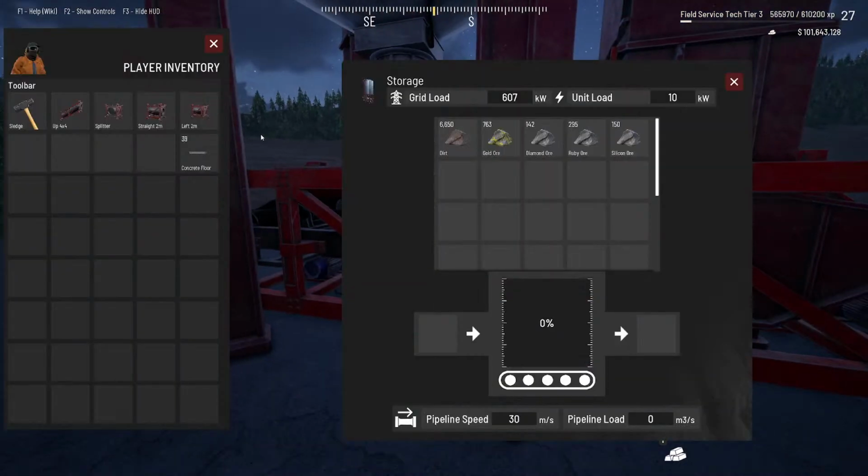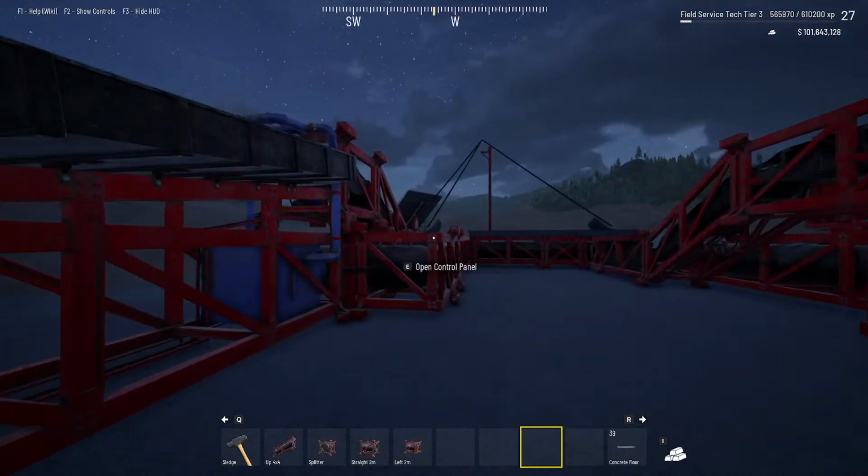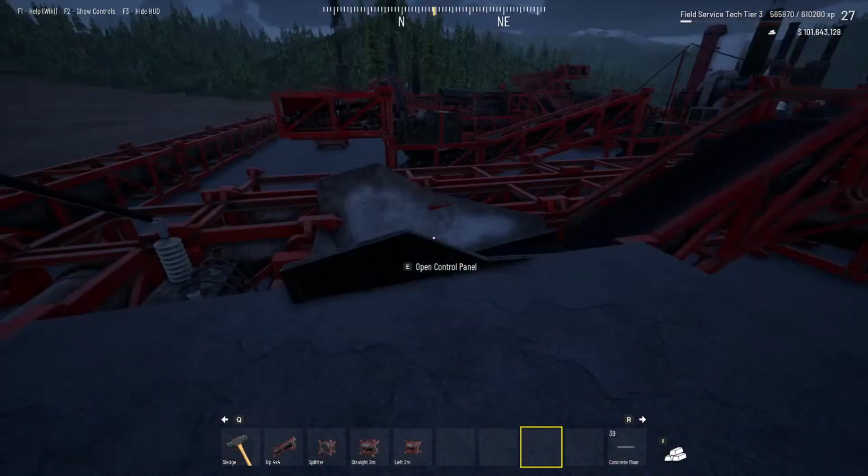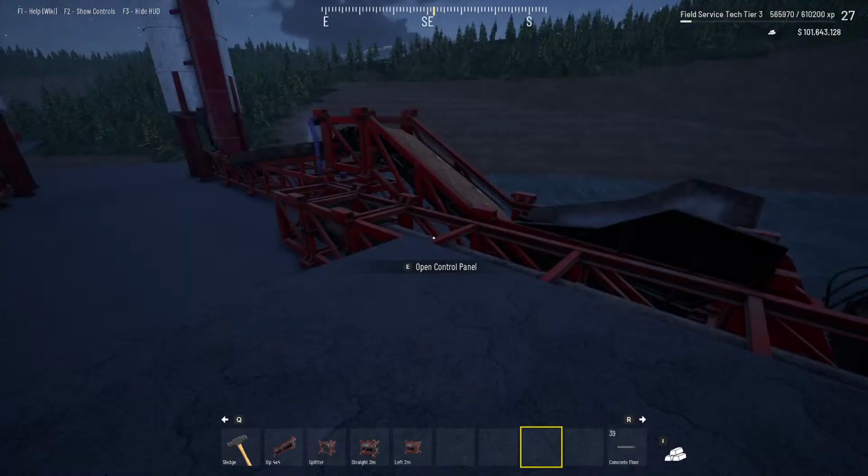All right, and 6650, 763,142, 295,150. More, and then we can start playing with that, running both of these at the same time.